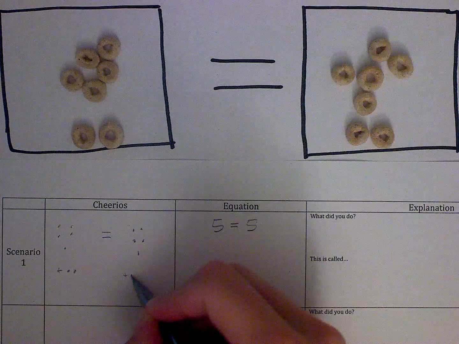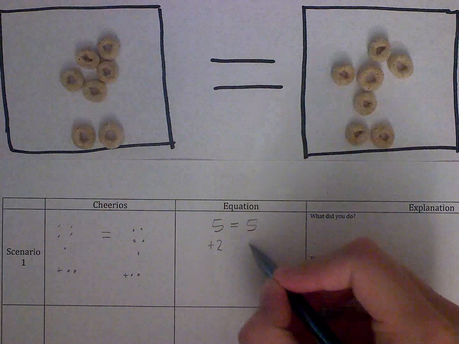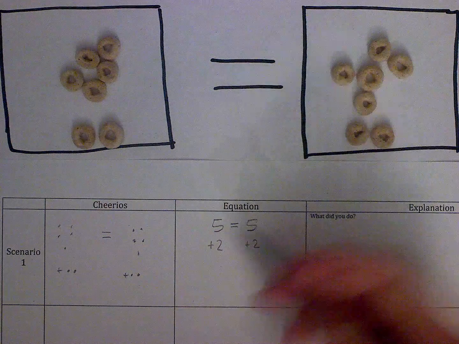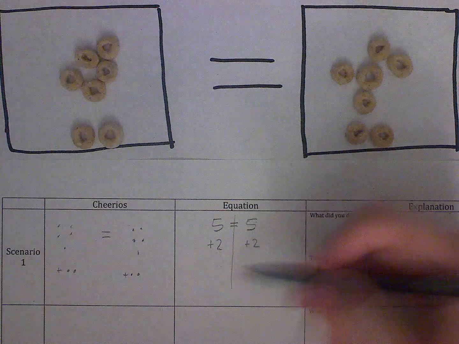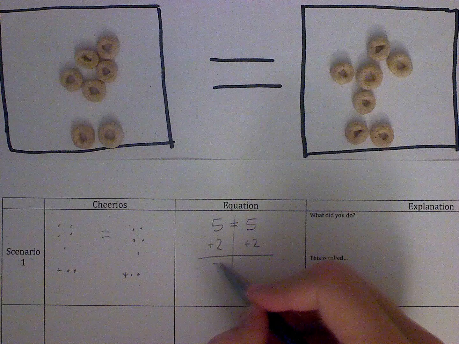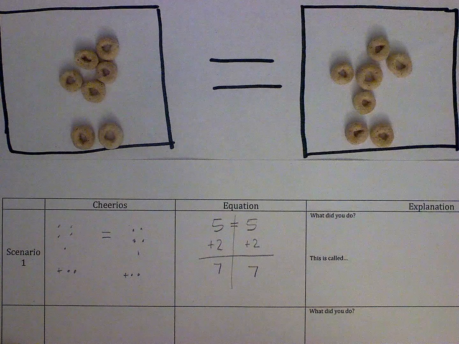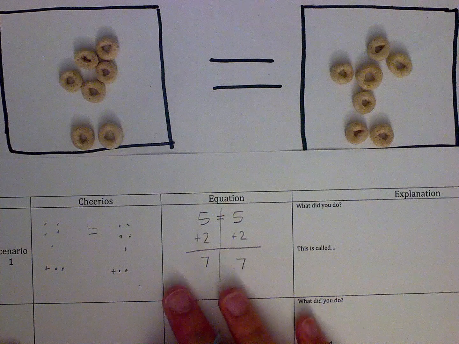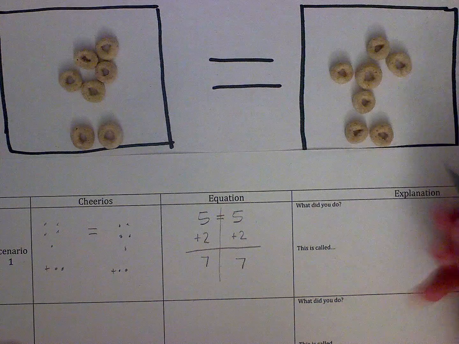And so we sort of know that. That's kind of obvious, and you've probably even learned this before, right? That what I would have to do is I would have to add 2 to both sides. And notice I'm adding 2 to both sides of the equal sign. Like I could even draw a wall down the middle, and I could see it's on both sides of the wall. So now what I have is 7 Cheerios and 7 Cheerios. So that's a simple idea, but the idea itself is the basis of all of algebra. So what did I do?